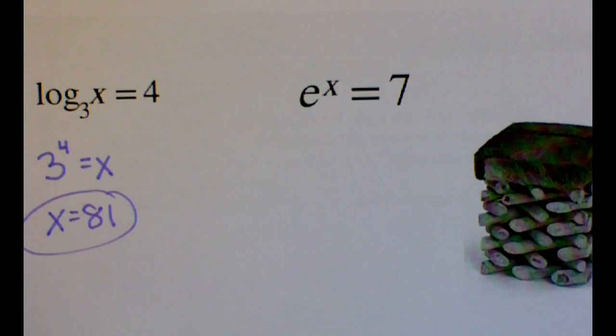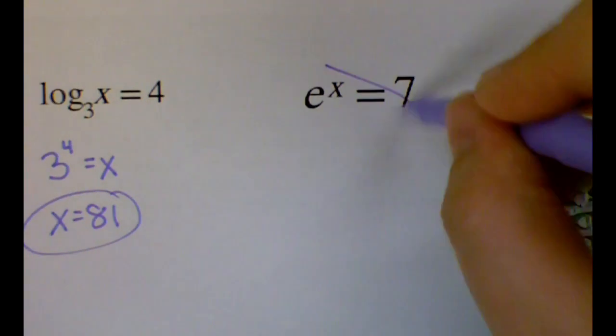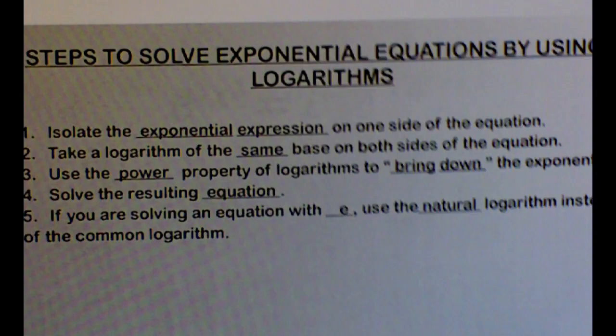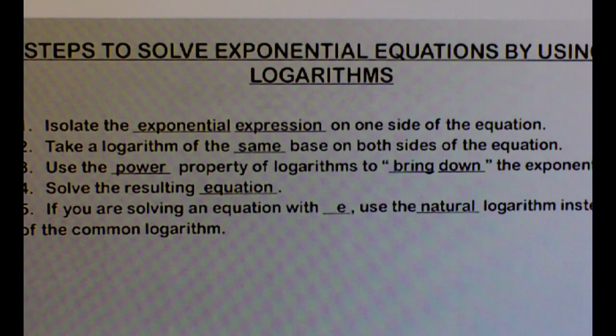E to the x power equals 7. Wait a second, didn't we just do this one? We did. Some steps to solve exponential equations by using logarithms. Step 1, isolate the exponential expression on one side of the equation. Means get all the other numbers out of there. Step 2, take a logarithm of the same base on both sides. Step 3, use the power property of logarithms to bring down the exponent. Step 4, solve the resulting equation. If you're solving an equation with e, use the natural log instead of the common log.